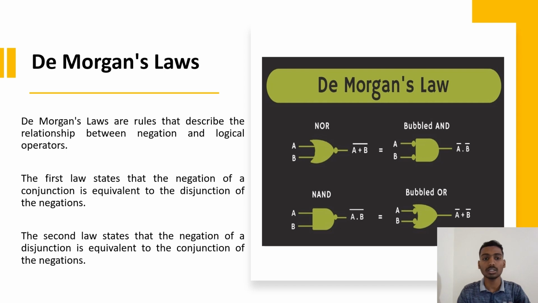De Morgan's laws are the rules that describe the relationship between negation and logical operators. The first law states that the negation of a conjunction is equivalent to the disjunction of the negations. The second law states that the negation of a disjunction is equivalent to the conjunction of the negations.